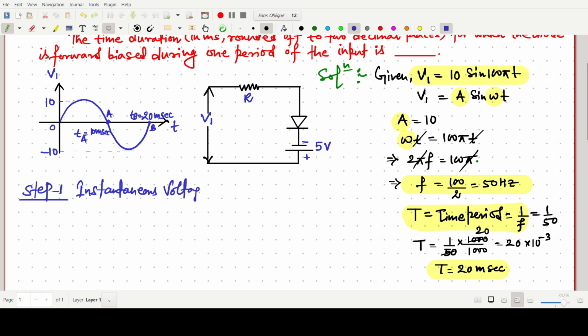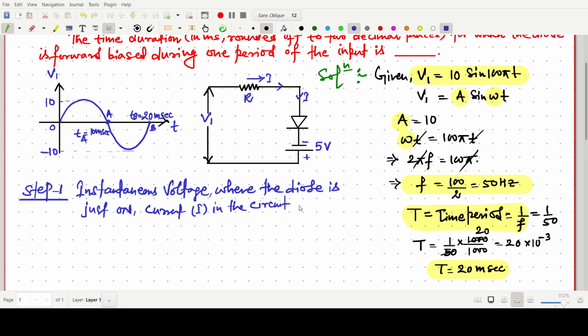Voltage, where the diode is just on. I am saying just on means the current in the circuit, current I in the circuit, then the current in the circuit is zero. We have to assume the current in the circuit is zero.